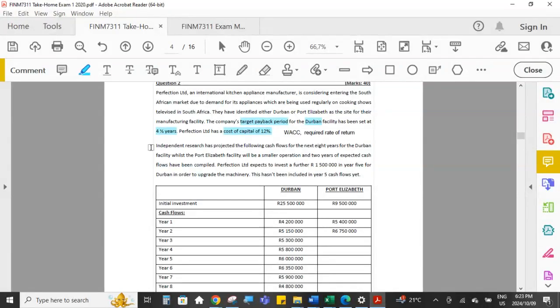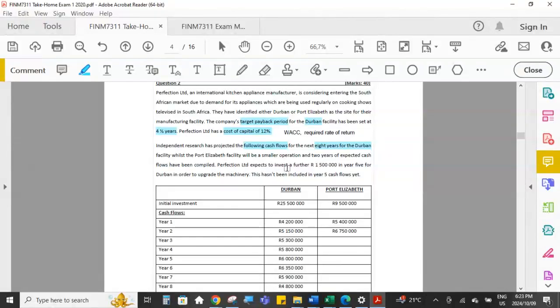Okay. Then independent researchers projected the following cash flows and they have to provide us with the cash flows for the next 8 years for the Durban facility. So Durban, they have given us 8 years worth of cash flow. PE, we're not going to worry about now. We'll do that next week.